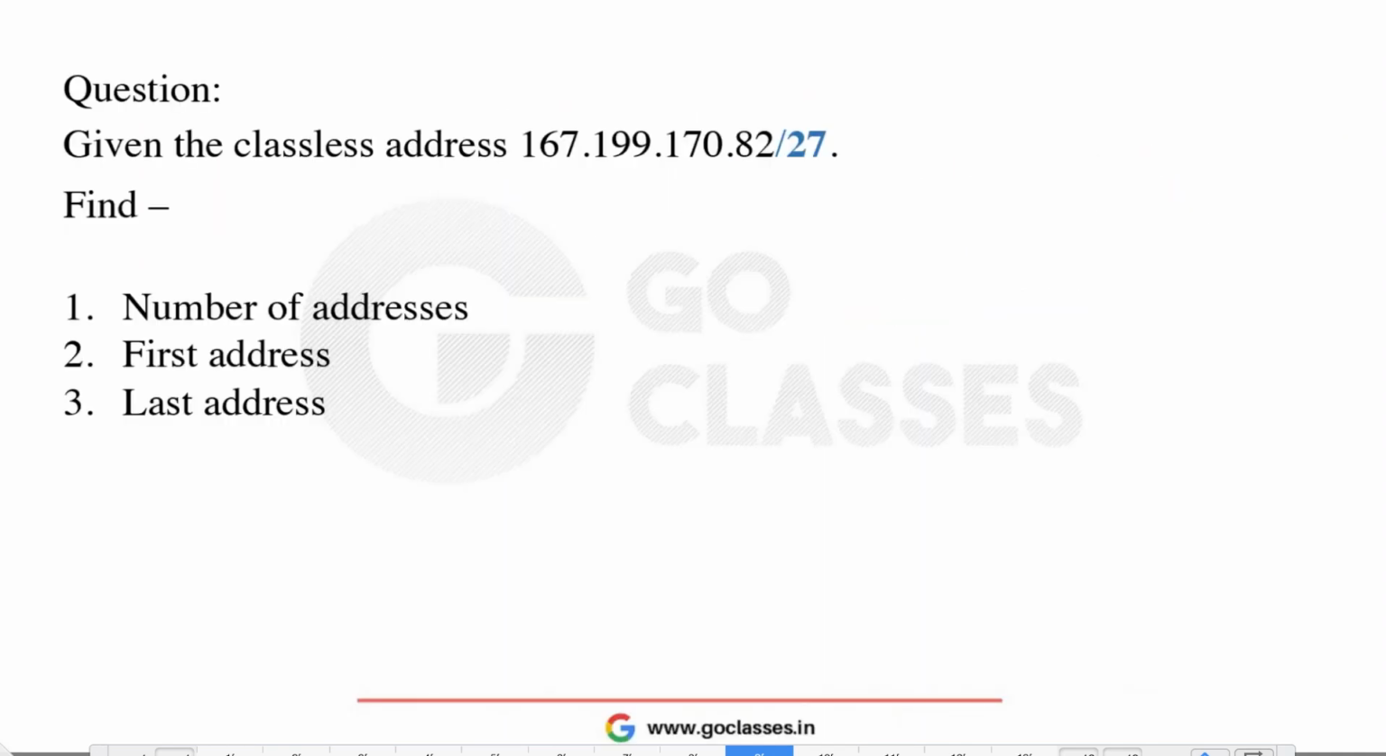Now let's solve a question. Given a classless address like this, find the number of addresses in it, the first address, and the last address. It says that 27 bits are fixed, which means the first three 8-bit parts are the 24 bits, and then from the 82, 3 more bits are fixed.